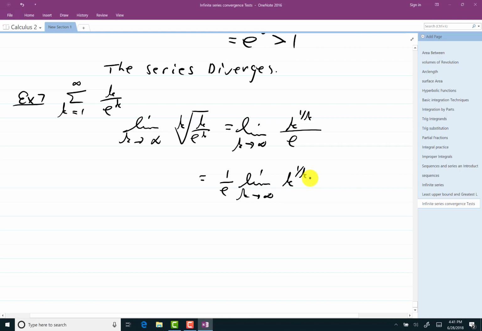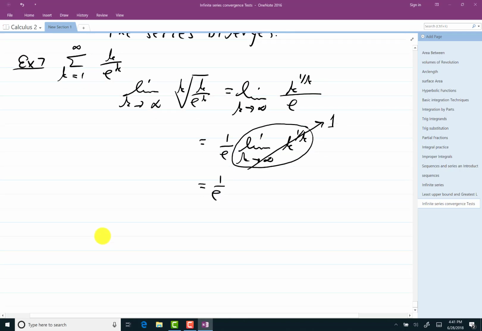We have done k to the 1 over k before. I will leave it to you, this guy right here. Use L'Hopital's rule to show that that equals 1. So this limit will equal 1 over e. And 1 over e is less than 1. It's also positive because e is positive. The series converges.